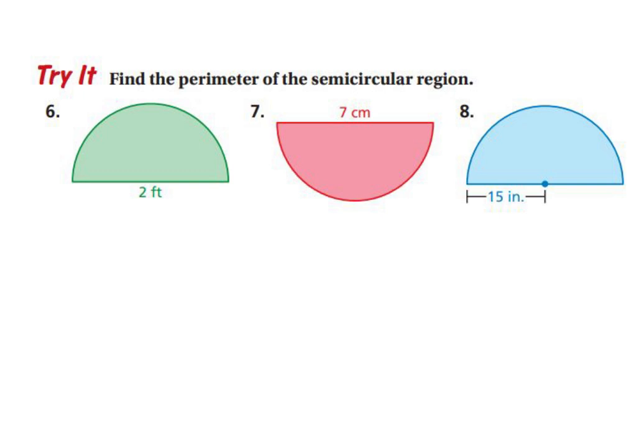So try it on your own for these 3. Find the perimeter of the semicircle region. Start by finding the circumference of the whole circle, divide it by 2, and then add your diameter.